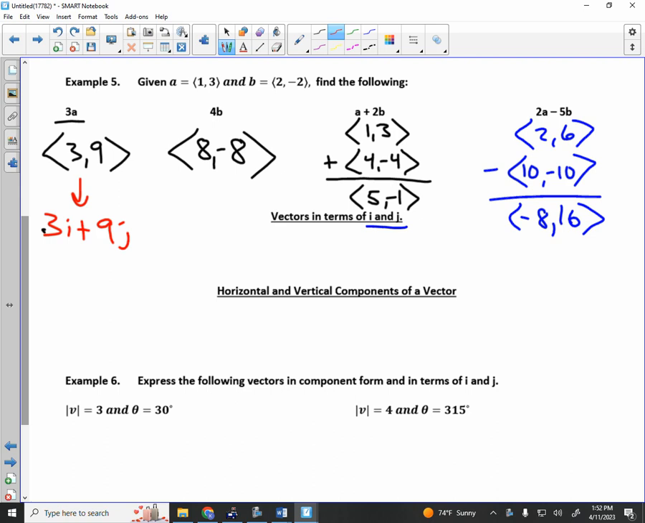Yeah, who knows? So what would 8, negative 8 be? That would be 8i minus 8j. That's it. Okay? So if you ever see it expressed like that, that's all it means.